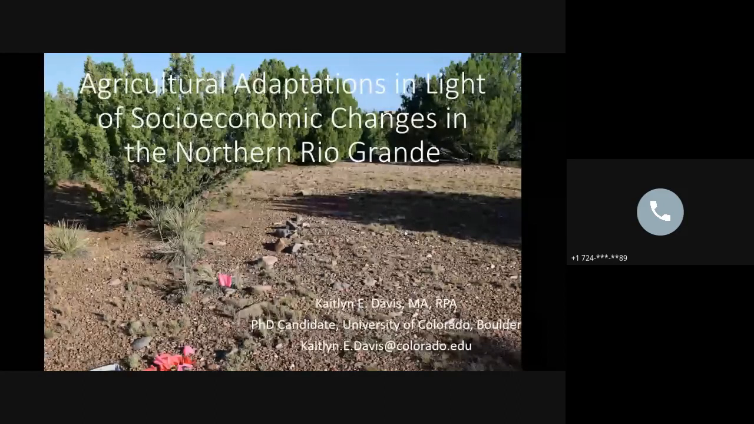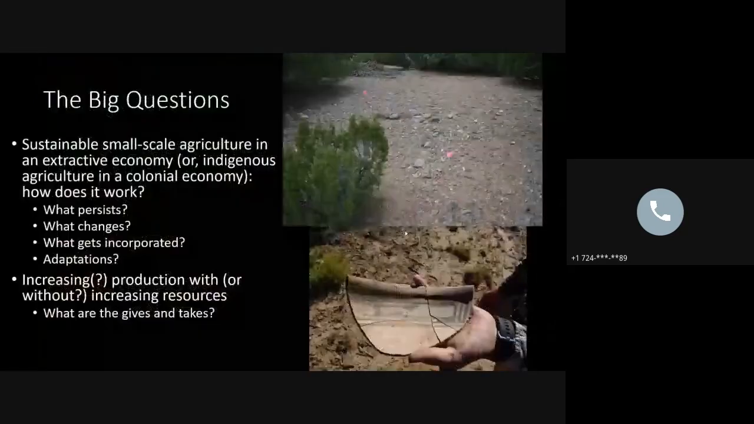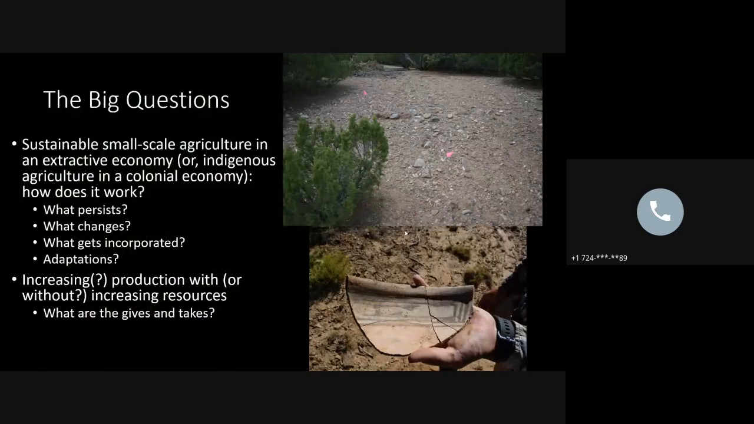So that's what we'll be going through today: some of the different Pueblo agricultural techniques that we found on survey. The big questions that we posed to the NSF, who also helped fund this project, is how does sustainable small-scale agriculture work in an extractive economy? The economy became more extractive when Spanish colonialism began.